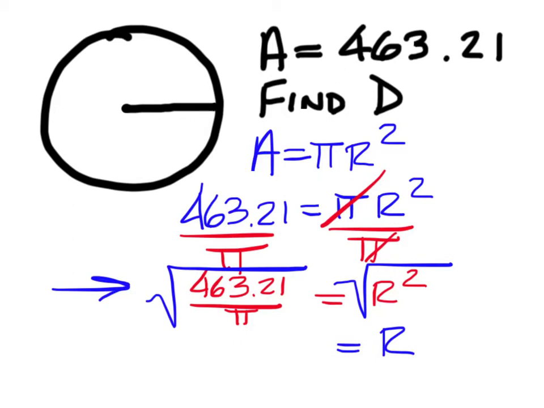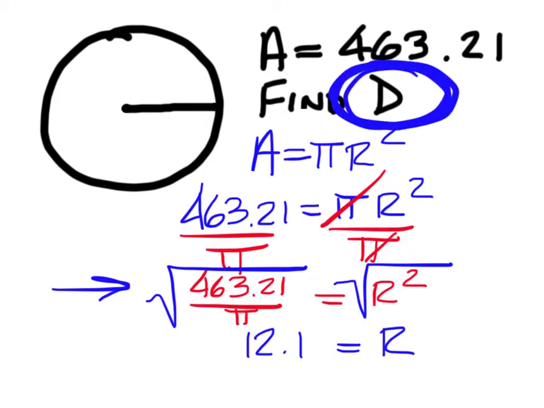You should get back 12.1, but you're looking for the diameter. So what do I do to 12.1? Double it. So when I double it, I'm going to end up with 24.2. And that will be the diameter. That's the distance all the way across the circle.